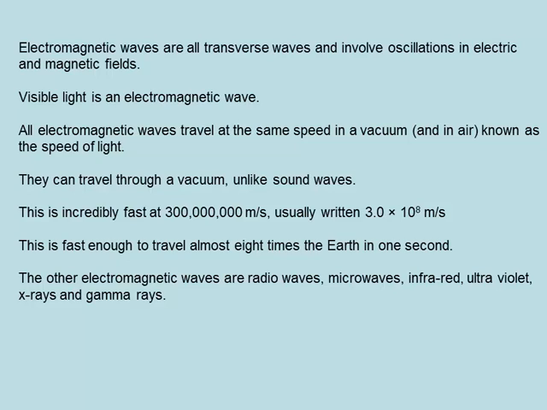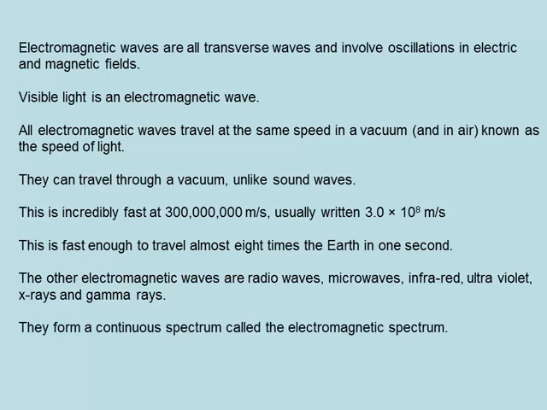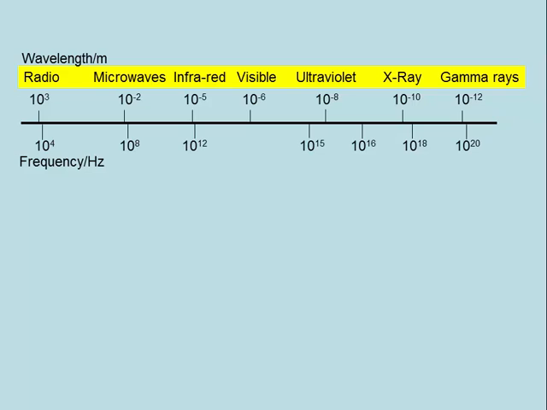The other electromagnetic waves are radio waves, microwaves, infrared, ultraviolet, X-rays and gamma rays. They form a continuous spectrum called the electromagnetic spectrum. Here we have a chart giving the whole of the electromagnetic spectrum in order of wavelength and frequency.